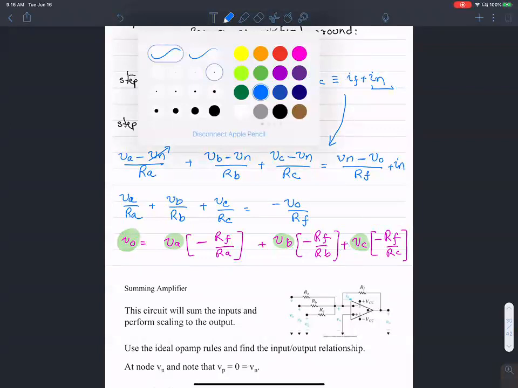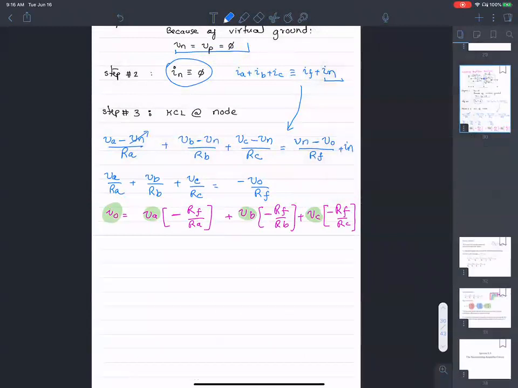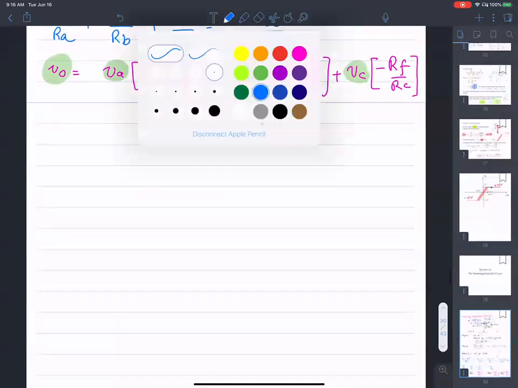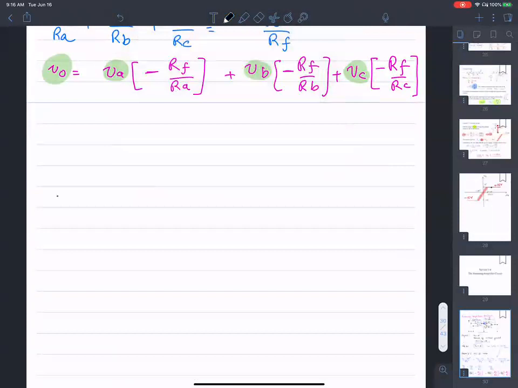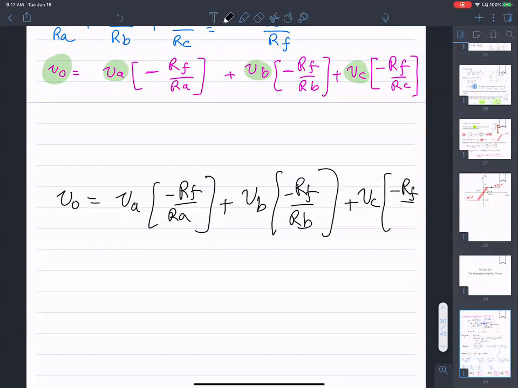So let me write this equation one more time just so it's absolutely dead clear. Okay, V output is going to be VA times some gain, plus VB times some gain, okay, plus VC times some gain, okay?